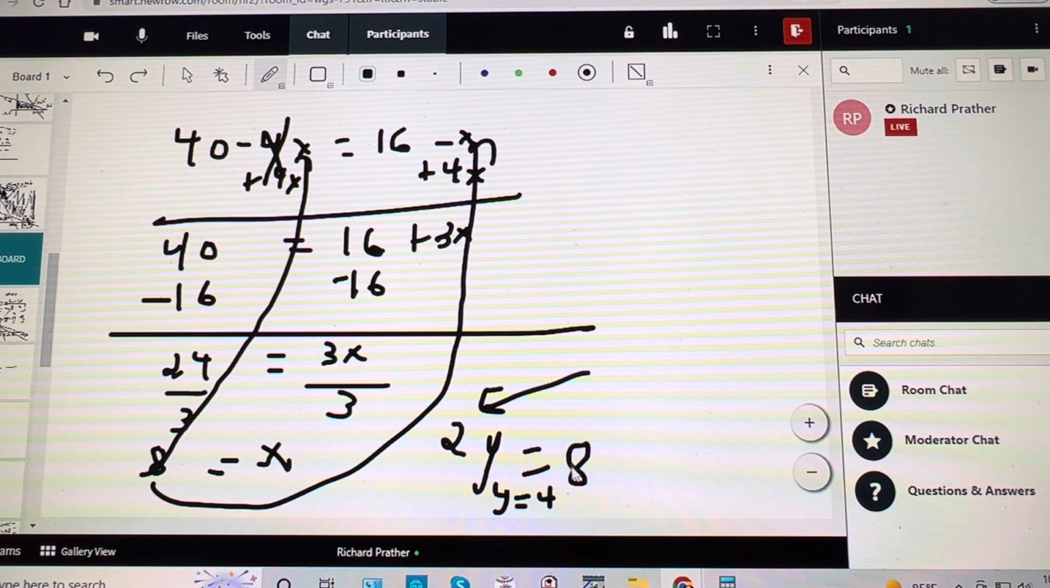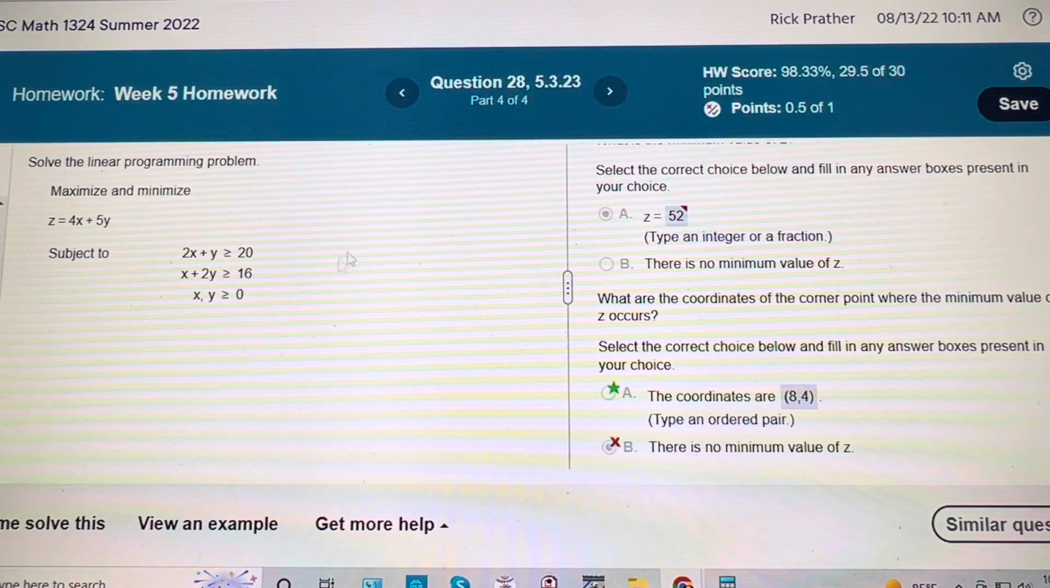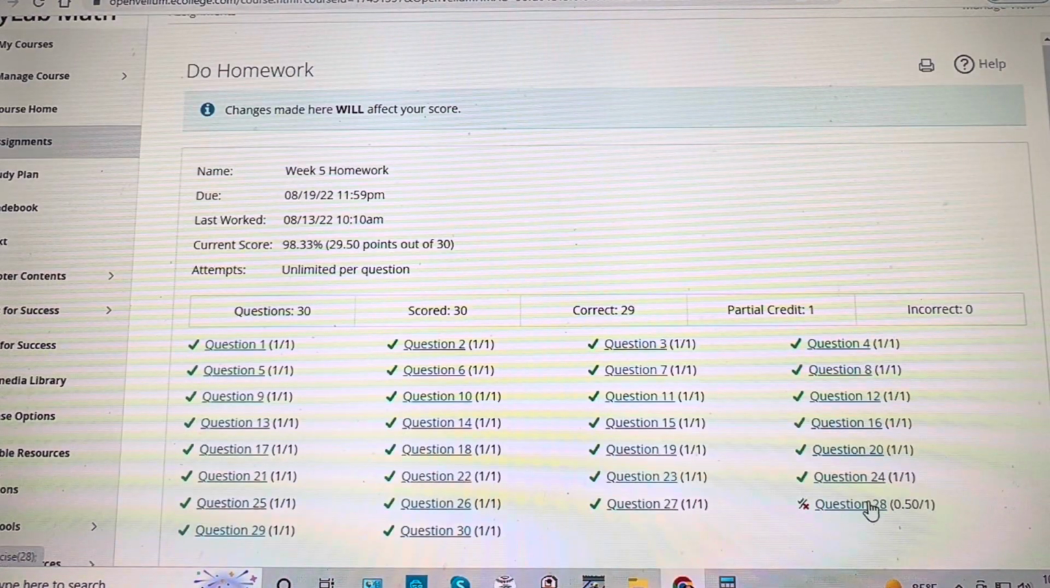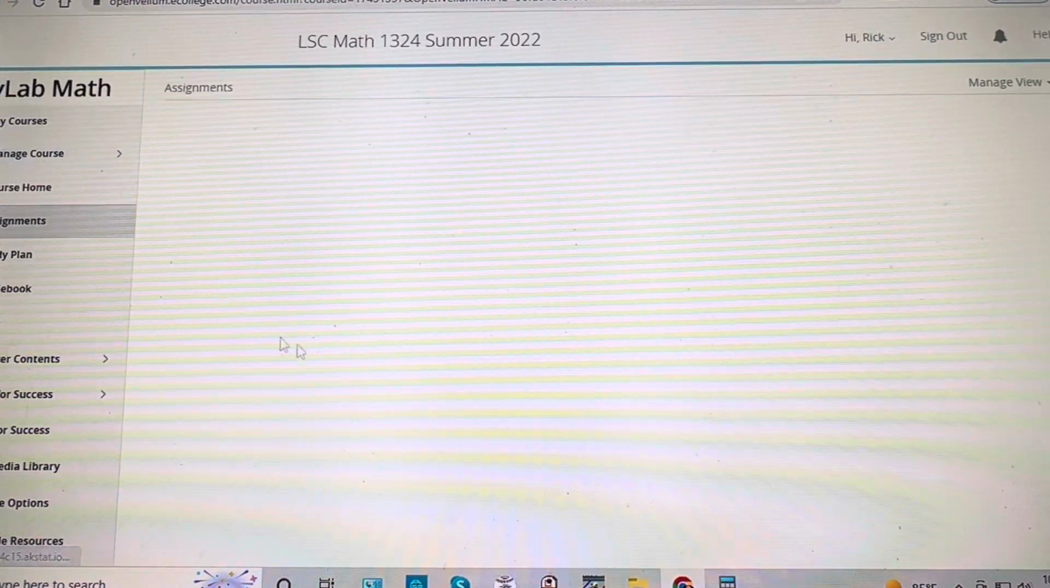Okay, so now we're all done with homework. Save this. And homework's all done now, even though I lost a couple points for that, but I definitely messed up there, so we're done with that.